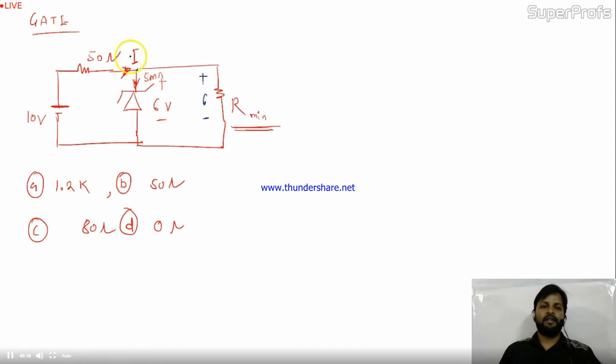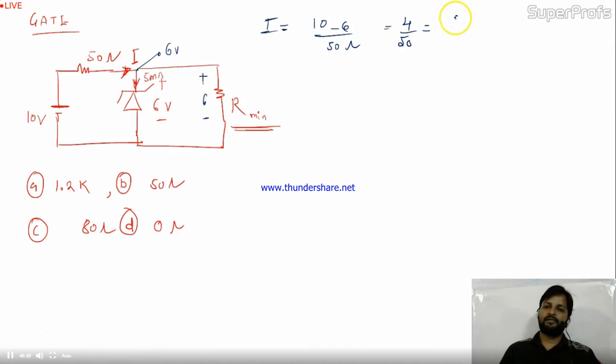See, can you find out this I? Yes, you can, because here you have 6 volt, and this I will be the potential difference, 10 minus 6, divided by 50 ohm. Am I right with 50 ohm? Yes, it's 50 ohm, correct. So this is 4 by 50, which is 8 by 100, so this is 80 milliampere. 80 milliampere is your current. Let's take it as equation 1. Now 80 milliampere current is coming from this side.